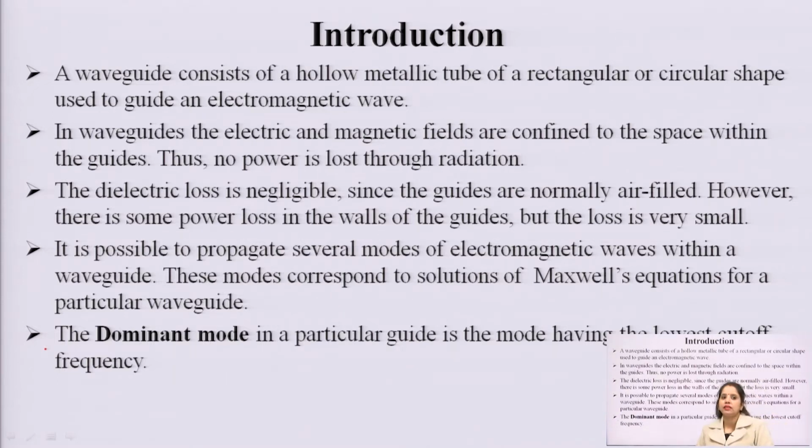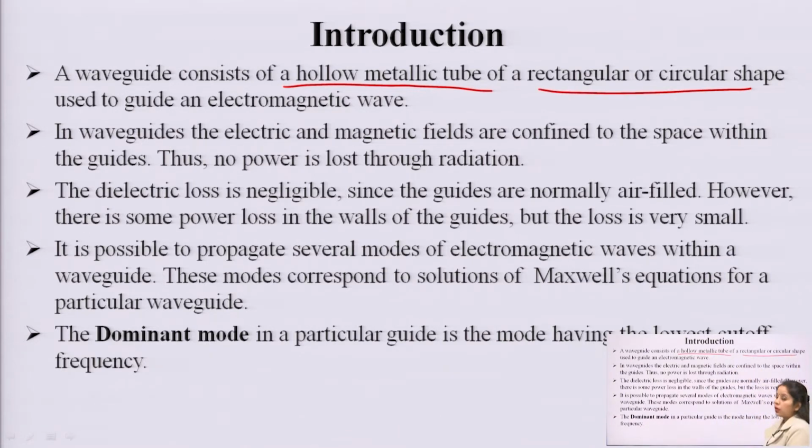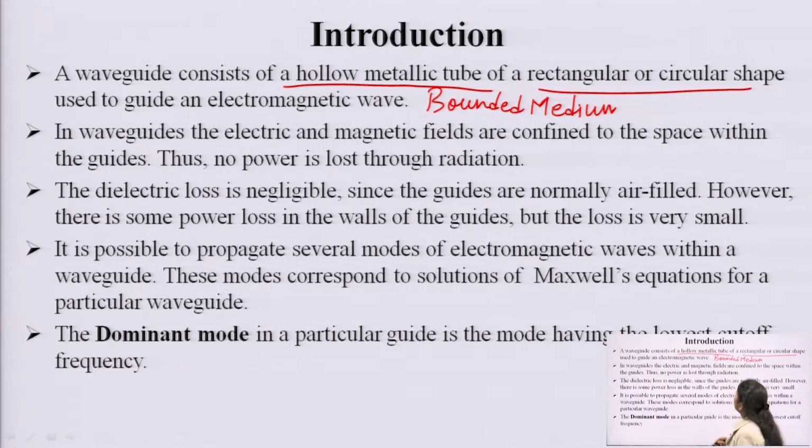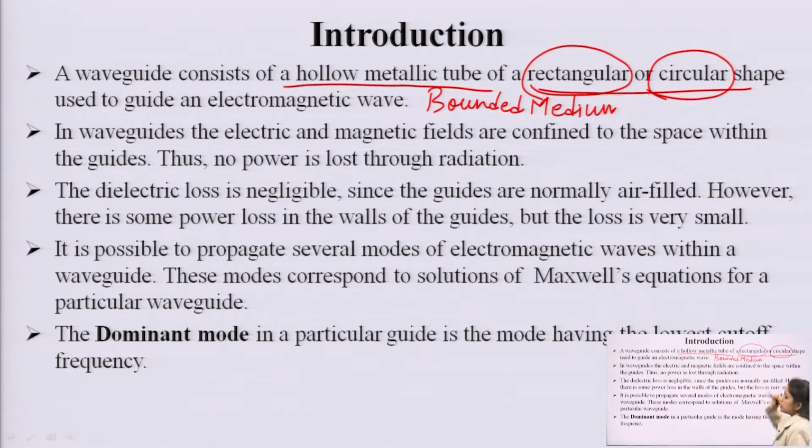Waveguide basically consists of a hollow metallic tube of rectangular or circular shape which is used to guide an electromagnetic wave. When we say it is used to guide the electromagnetic wave, that means it comes under the category of bounded medium, and it is a metallic tube of rectangular or circular shape.